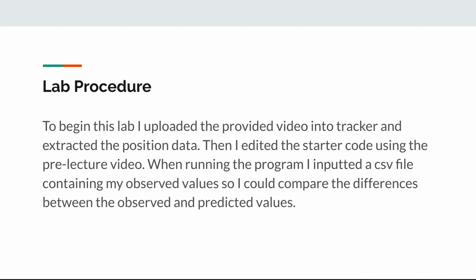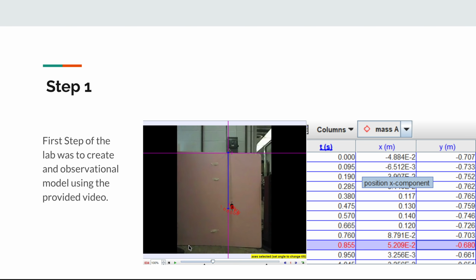To begin this lab, I uploaded the provided video into Tracker and extracted the position data. Then I added the starter code using the pre-lecture video. When running the program, I inputted a CSV file containing my observed values so I can compare the differences between the observed and predicted values. So for step 1 of the lab, I uploaded the given video into Tracker, and then I tracked it. On the right, we can see the x values and the y values over time. I use the first row for the initial position, and the first 2 rows for the initial velocity.